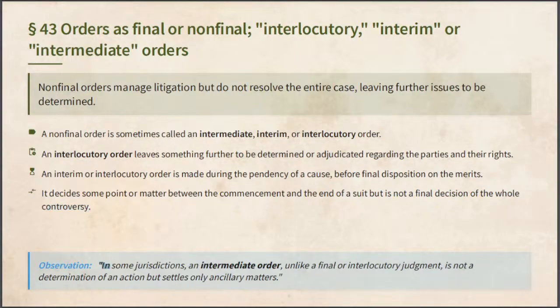Here's an observation. In some jurisdictions, an intermediate order, unlike a final or interlocutory judgment, is not a determination of an action, but settles only ancillary matters. So intermediate order, unlike a final or interlocutory judgment. So we jumped here from interlocutory order to interlocutory judgment. So we're starting to see all these variations here. Let's proceed.